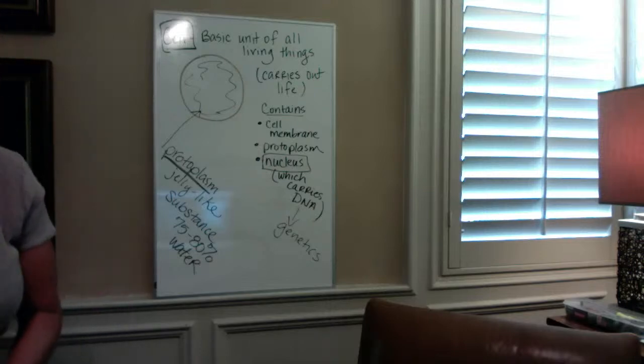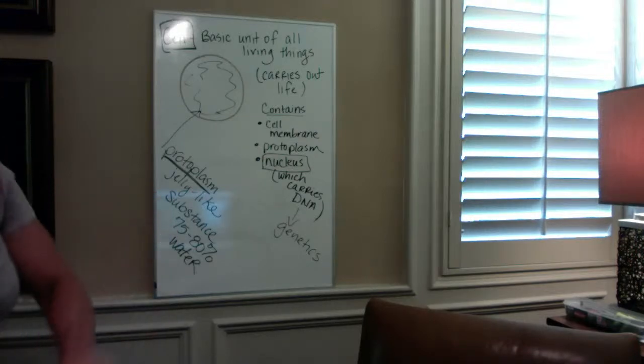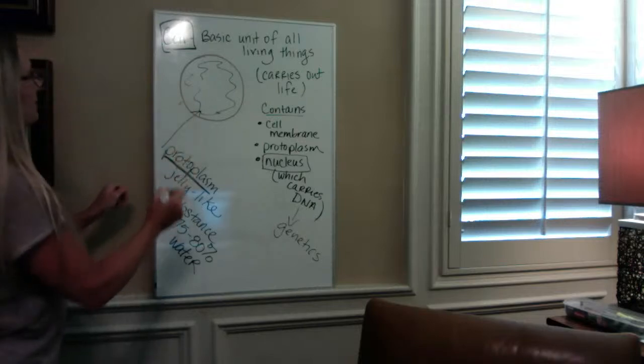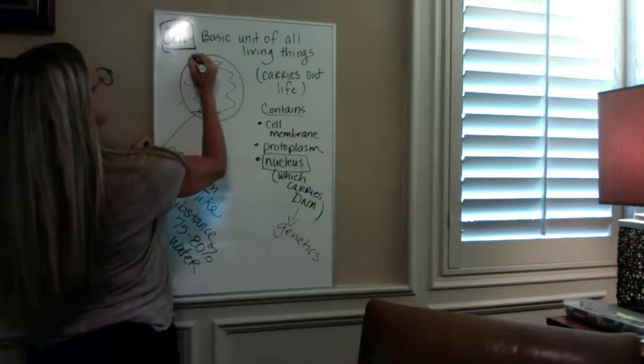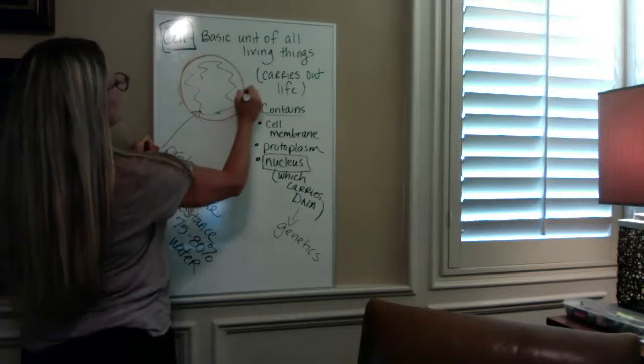Now, I don't have another color marker, I don't think. This one might be. Let me see if this one's a different color. Yeah, there we go. So then we have the cell membrane, and it kind of surrounds the cell.